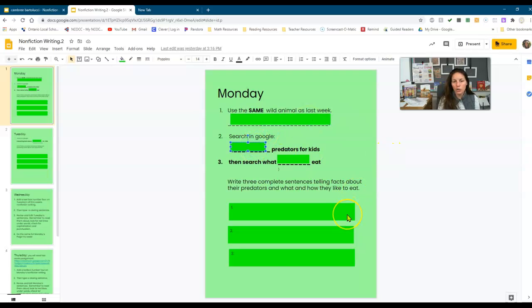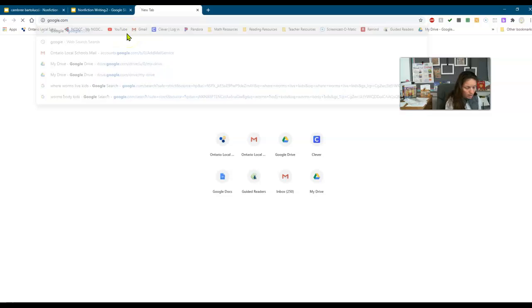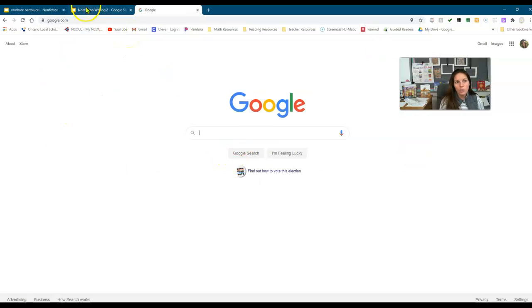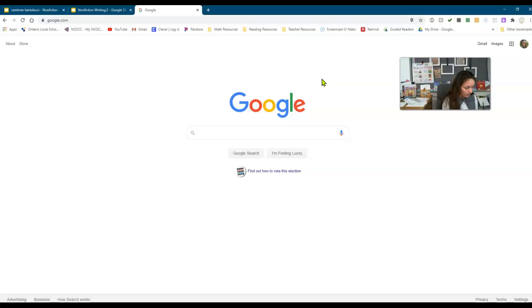And then in Google, you're going to search blank predators for kids. Now, why do we put for kids in there? We are putting for kids in there because the words and the sites that come up will be appropriate for kids, and it'll make the reading a little bit easier, because some of the stuff that gets pulled up is for like scholarly or really, really smart people. You guys are so young and I'm trying to make it easier for you. So your first thing is for kids.